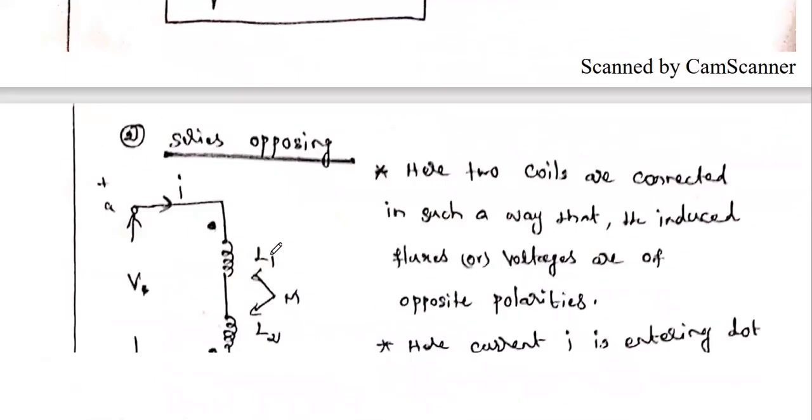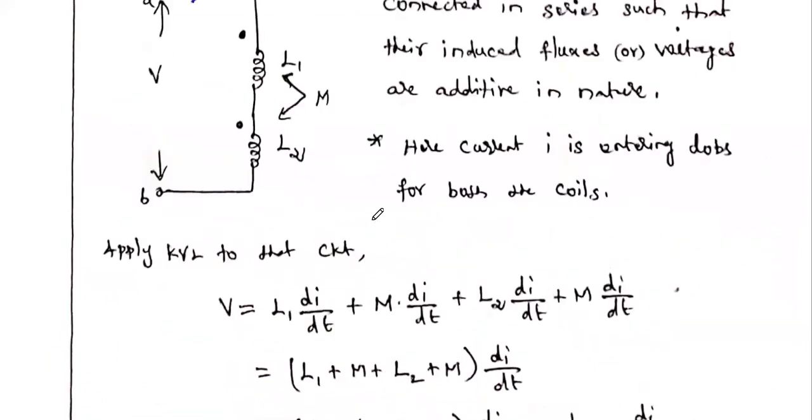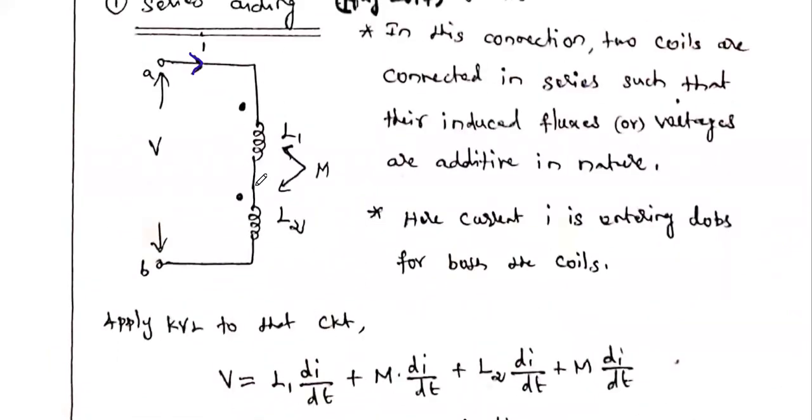Then what is series opposing? This is also a connection of two inductors in series, but you see here, one dot is placed at the entering point of the first coil, and the second dot is at the leaving point of inductor L2. This type of connection we call series opposing. According to the dot rule, if two dots are placed at the same entering point of the current, the EMF produced by the mutually induced mutual inductance is added to the self-induced EMF.